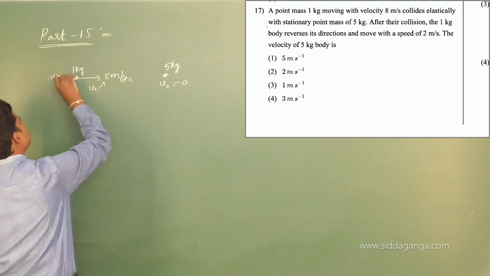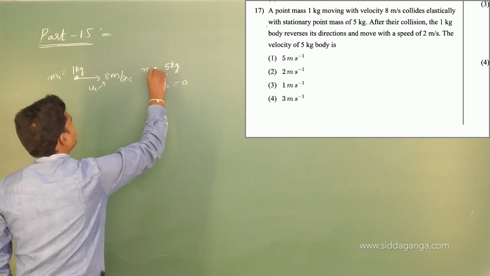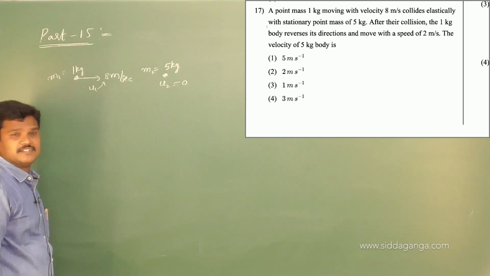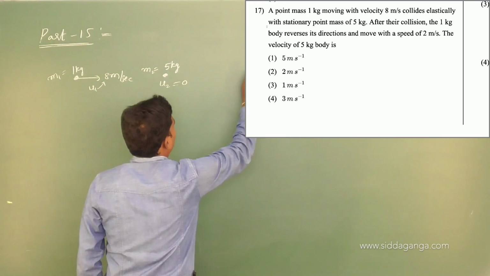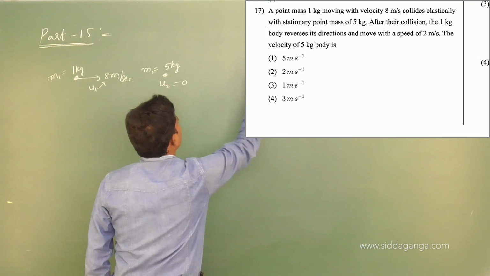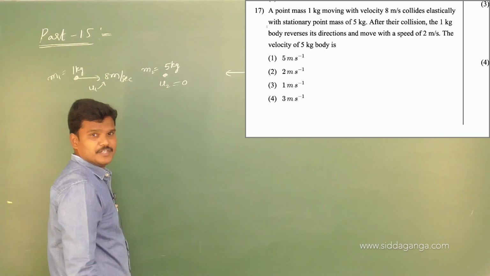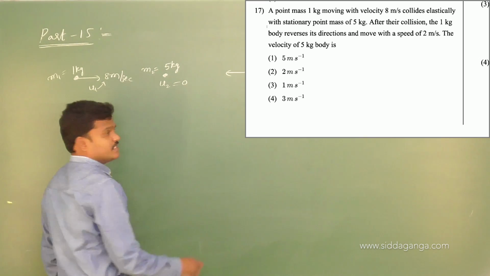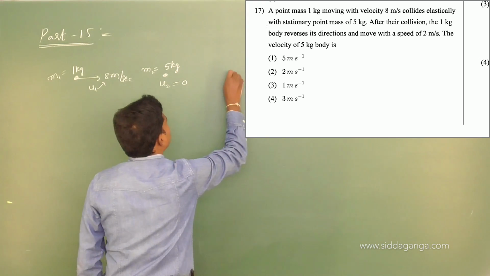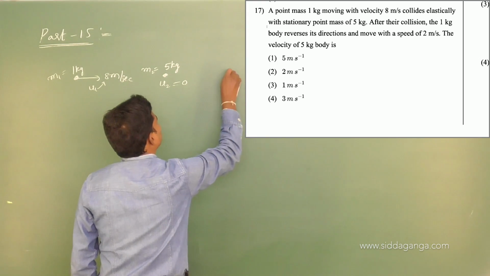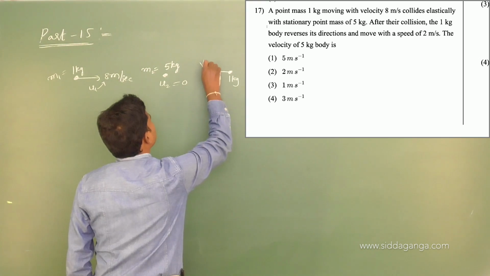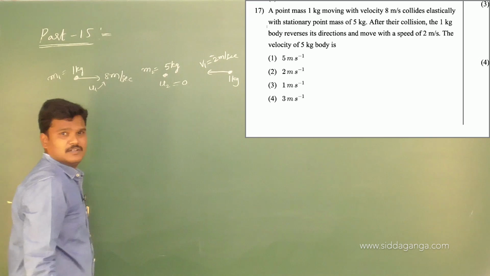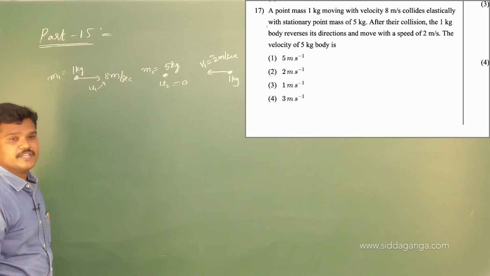This is u1 and this is m1, and this is m2. After the collision, the 1 kg body reverses its direction. It's moving opposite. It moves with 2 meter per second, so this is v1, minus 2 meter per second. Then what is the velocity of the 5 kg body?